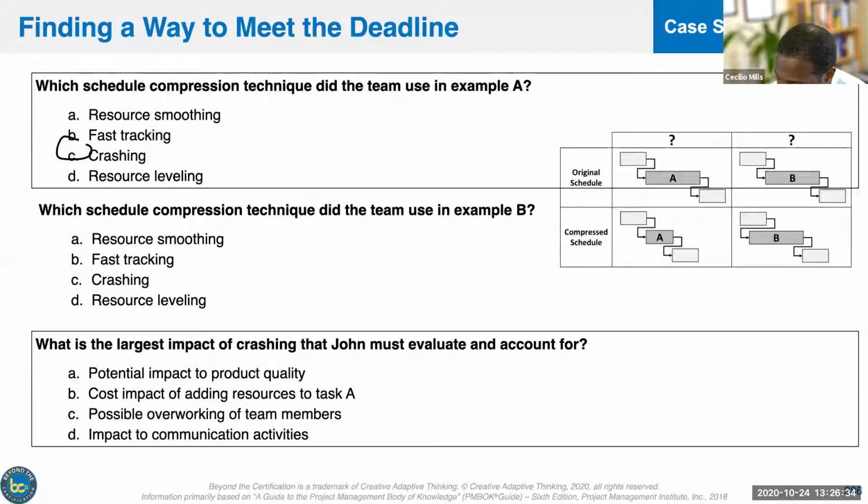What compression technique did the team use in example B? Oh man, I didn't realize there were two examples. That's okay. There's only two, right? So if you chose crashing, then this one must be fast tracking. Because if you chose fast tracking on this one, then the second one must be crashing.